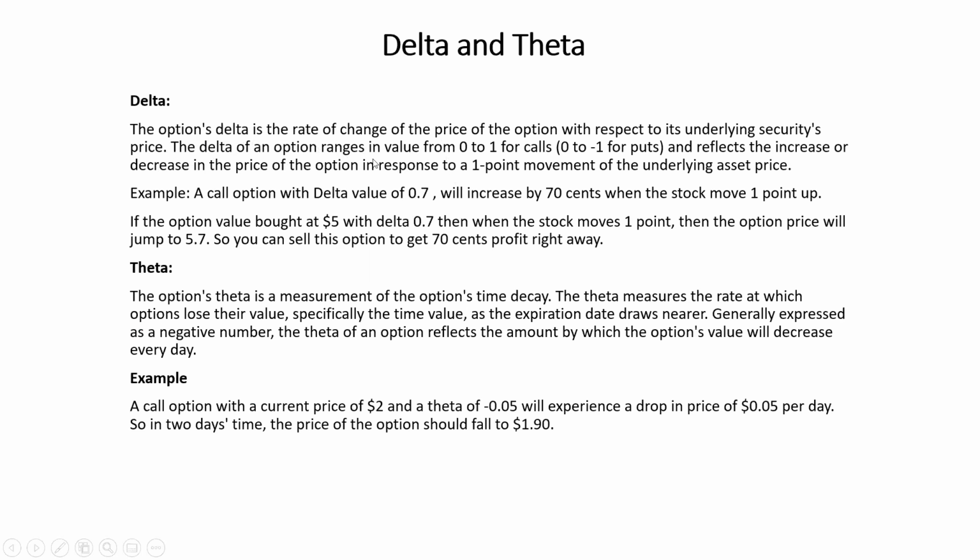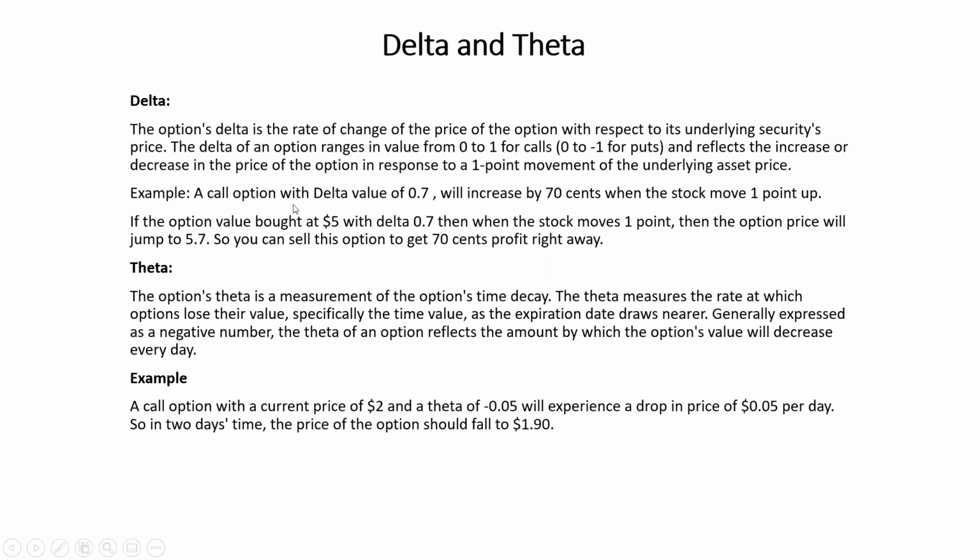The option's delta is the rate of change of the price of the option with respect to its underlying security's price. The delta of an option ranges in value from 0 to 1. So delta will always be 0 to 1, it's not more than 1. For calls 0 to 1, and 0 to -1 for puts. And it reflects the increase or decrease in the price of the option in response to a 1-point movement of the underlying asset price. Let me clarify this.